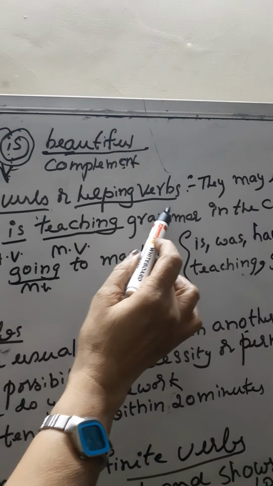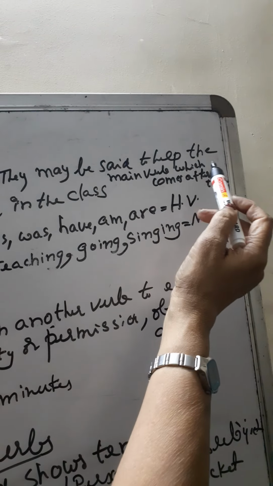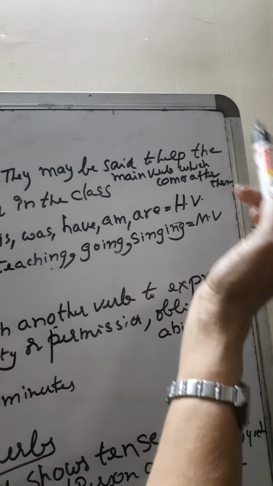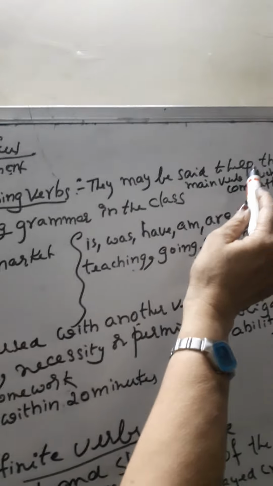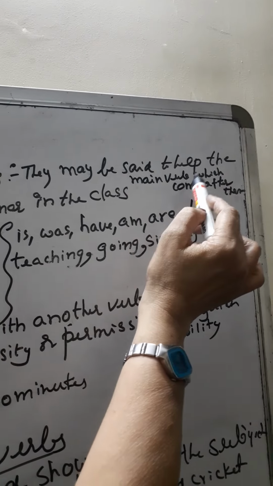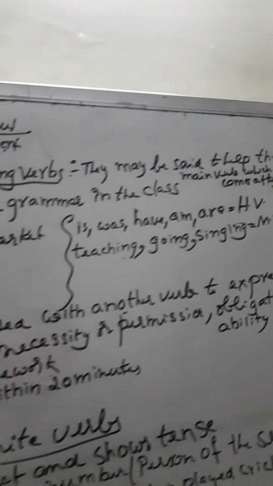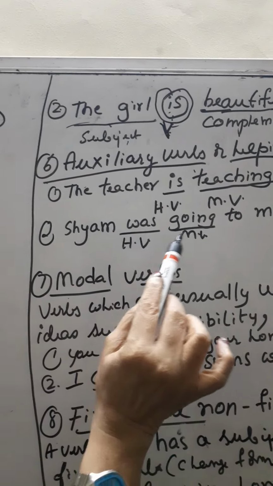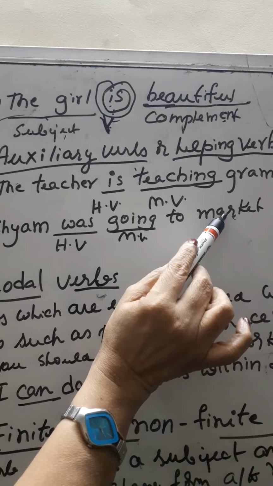Auxiliary verbs or helping verbs. They may be said to help the main verb which comes after them. For example, Sham was going to market.